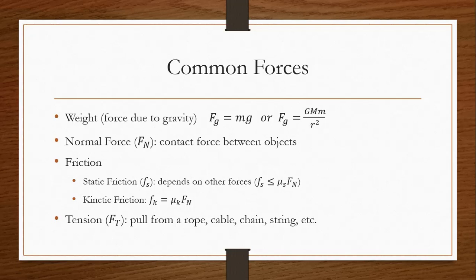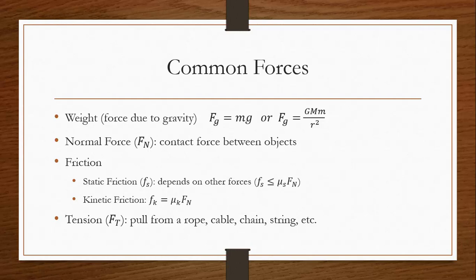So there are two ways you can calculate force due to gravity. The first one I have on the left, F sub g is equal to mg, where g is 9.8 meters per second squared. That will work anytime you're relatively close to the Earth's surface. The second one is a more general equation, what we would actually call Newton's law of gravity. Fg equals G, mass of one of the objects times mass of the other object, divided by the distance between the centers of those two objects squared.